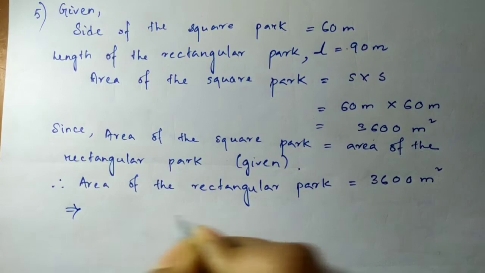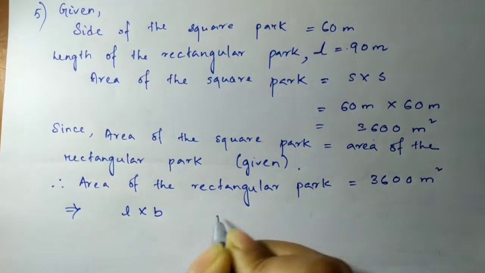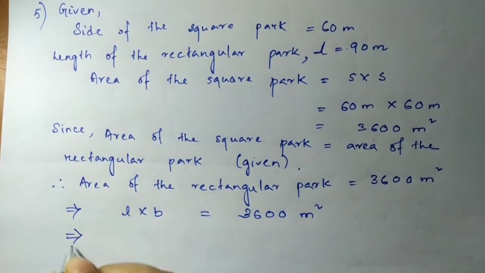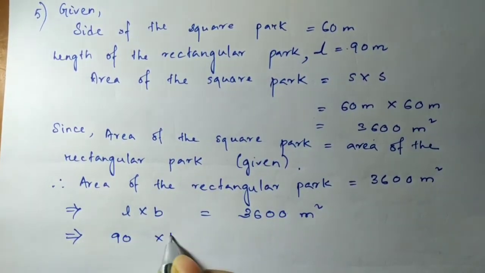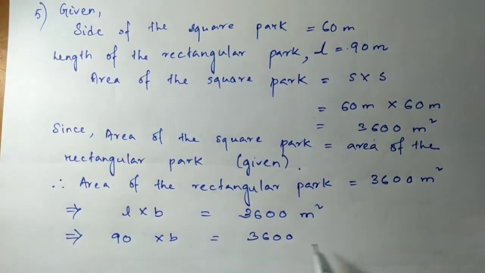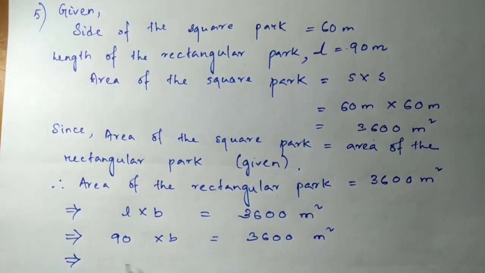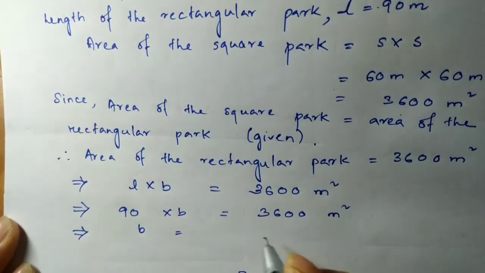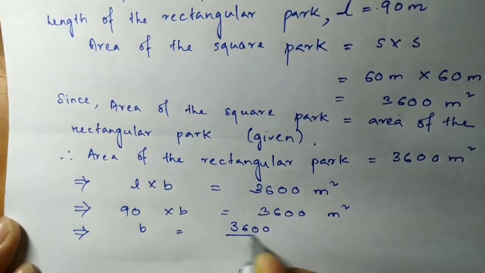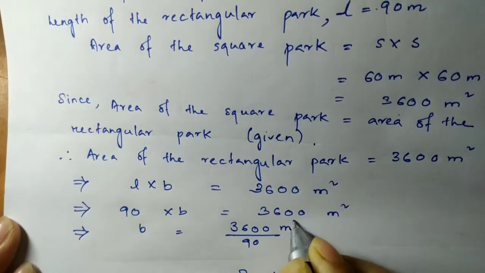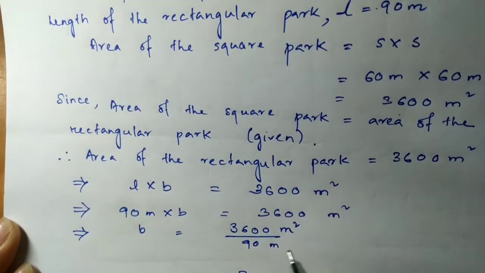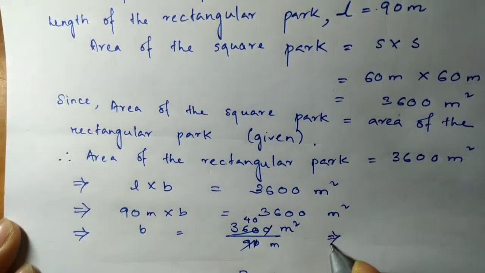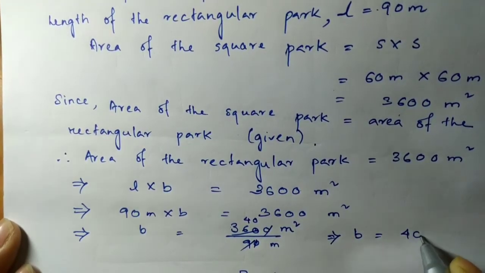This implies the area of a rectangular part, can I write the formula L into B? And this side I have 3600 meters square. Yes. L is given as 90. B I don't have. Let's calculate like a simple equation. 3600 by 90 meters square, and this is meter, so meter, meter gets cancelled. 9 4s are 36, 40. This implies B is equal to 40 meter.